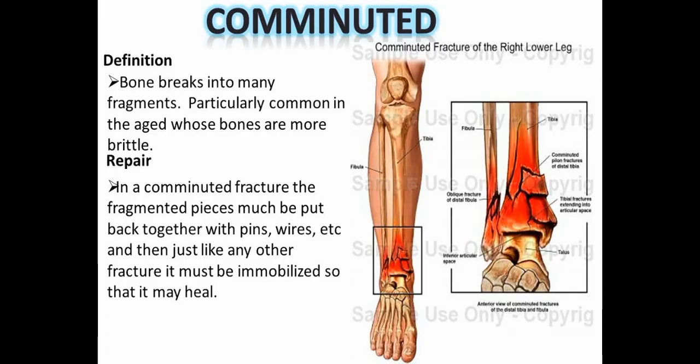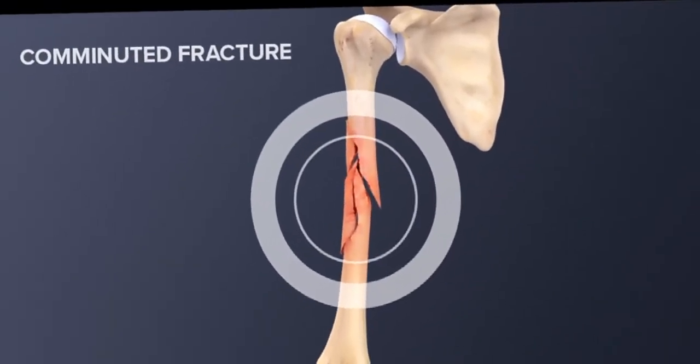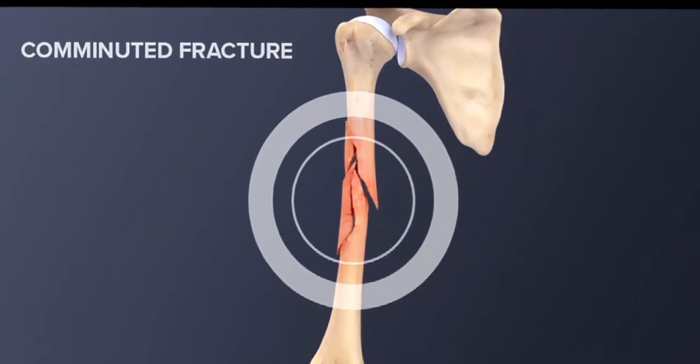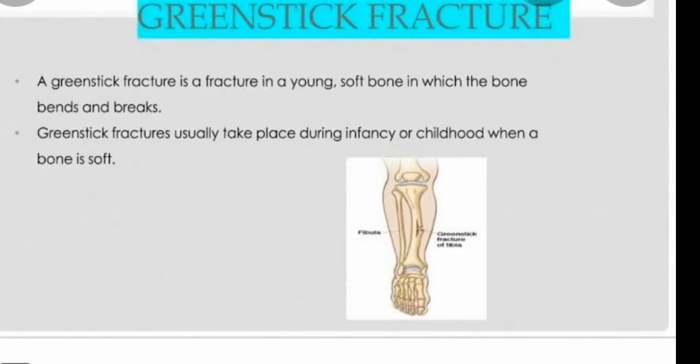This is another diagram. Second one is comminuted fracture. The bone breaks into many fragments, particularly common in the aged whose bones are more brittle. Okay, in a comminuted fracture, the fragmented pieces must be put back together with pins, wires, etc., and then just like any other fracture, must be immobilized so that it may heal. It mainly occurs in aged persons. So this one is the diagram of the comminuted fracture in an aged person.